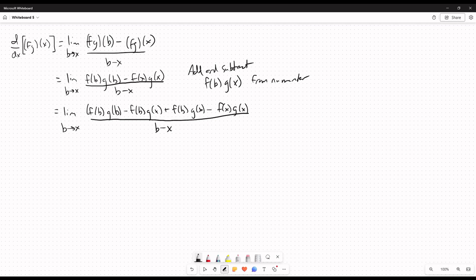And what you'll notice is that I can break this up into two pieces, and in each of those pieces I can do a little bit of factoring. So this is going to be the limit as b approaches x of f of b times g of b minus g of x, plus, here we can factor out a g of x, f of b minus f of x, all over b minus x.